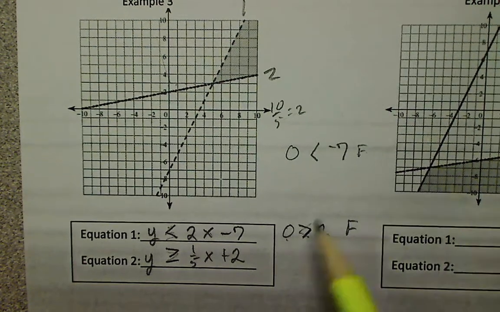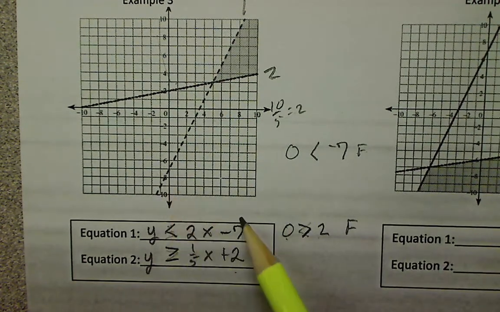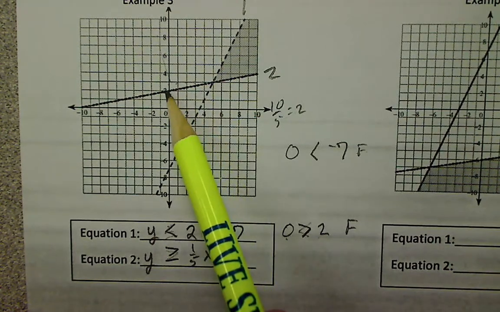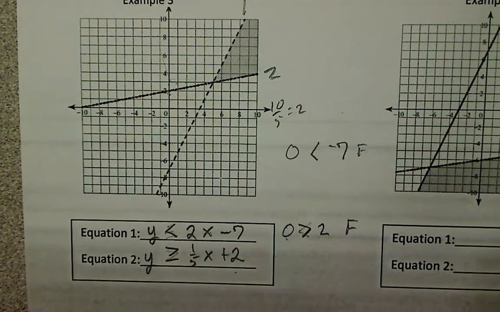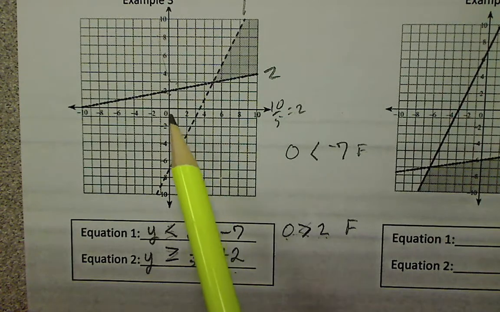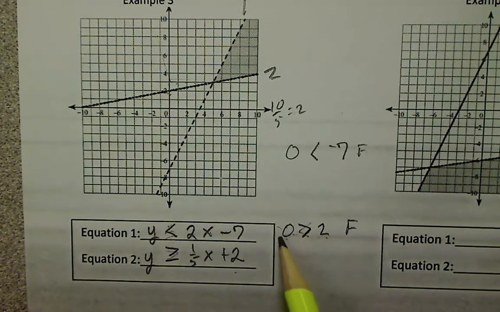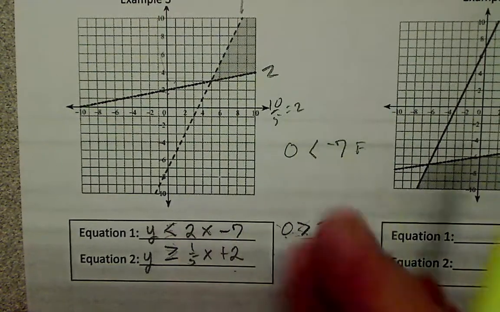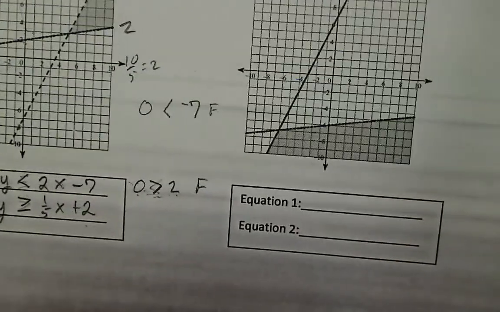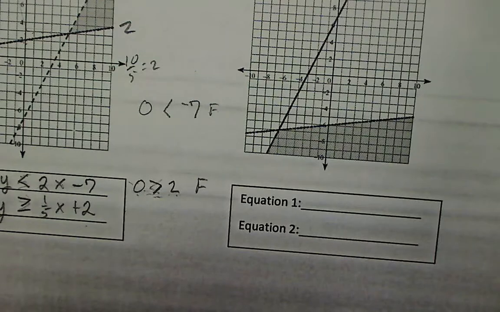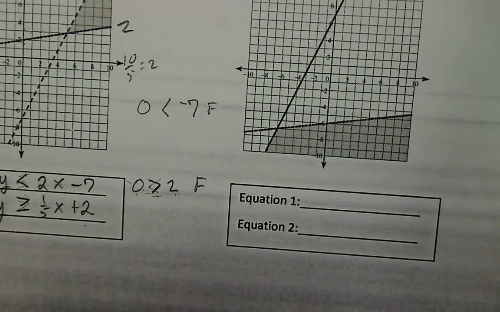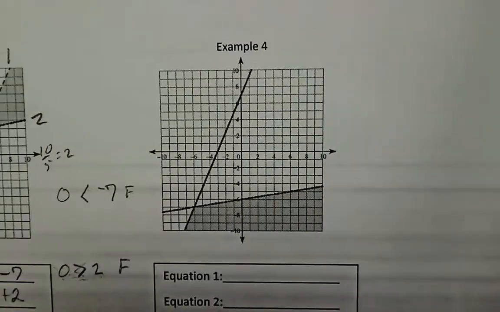Okay. Second one starts at 2, which is right here. It looks like I go up 1 over 5, so 1 over 5. And again, 0 and 2, 0 is not part of my solution, so I want it to be false. So 0 has to be greater than, so therefore greater than or equal to. Solid line is greater than or equal to. Dotted was just less than. Okay. Last one. Try it.